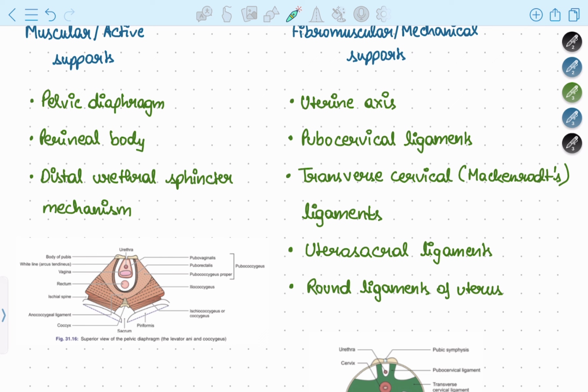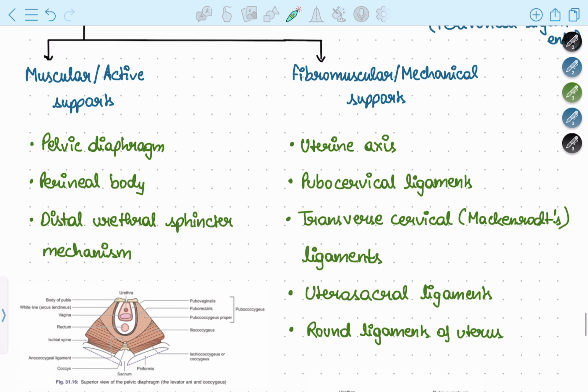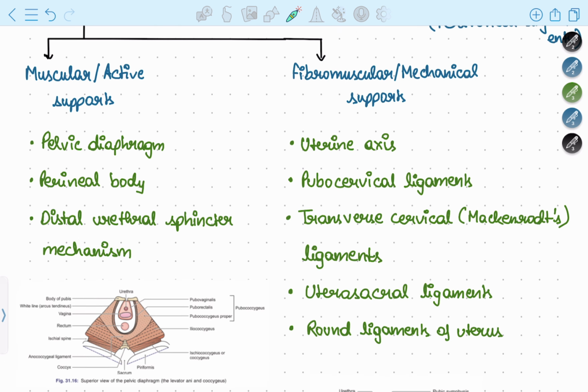And उस पे 10 muscles attach होती है, and it forms a very strong base for the pelvis. ठीक है, अगर वो weak हो गया तो यूट्रस कोलैप्स हो जाएगा. तो पेरिनियल बॉडी में टोटल 10 muscles होती हैं. You should learn those 10 muscles. ठीक है, then you have the distal urethral sphincter mechanism. These three form the muscular or active supports: pelvic diaphragm, perineal body, and distal urethral sphincter mechanism.